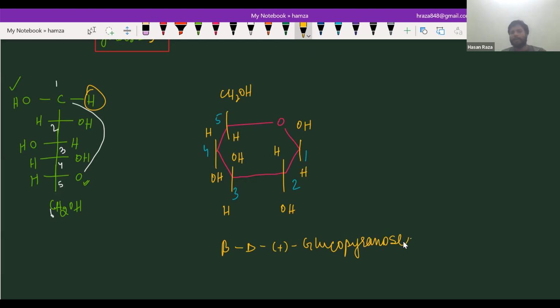So there can be a question: write the structure of alpha D plus glucopyranose. It is pyranose because it's similar to pyran, that's why it's pyranose.